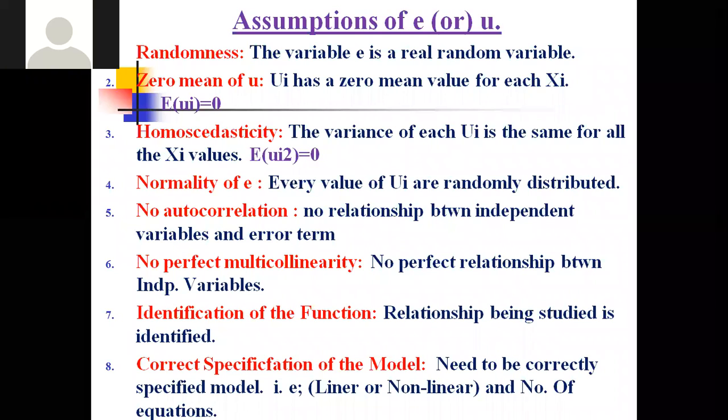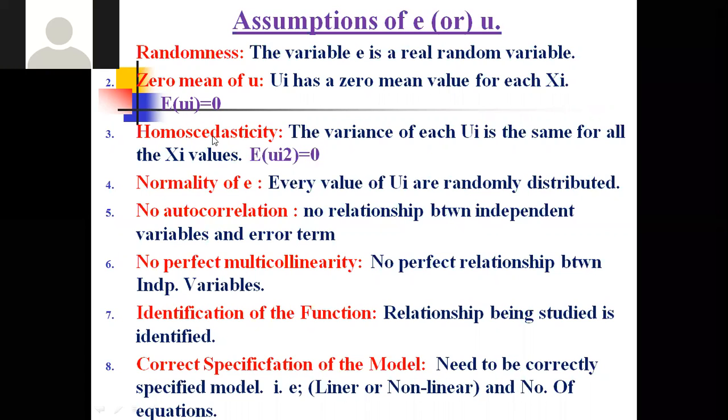Something is 0 only. That's why, when we are estimating, the sum of errors is equal to 0, then only we'll get the average of the error term equal to 0. That is the zero mean of u, that is, u has a zero mean. The expected error term is equal to 0.